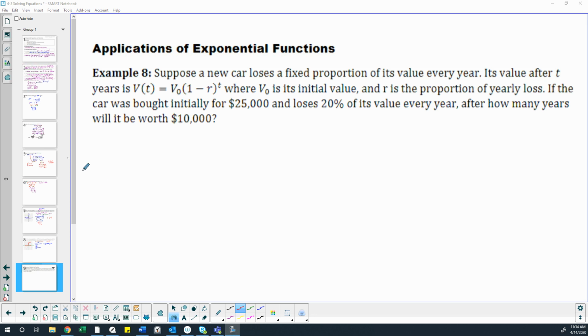Last one, example 8, applications. I feel like being able to use the stuff we're learning is one of the most important reasons that we're using it or learning it. So let's look at this one.